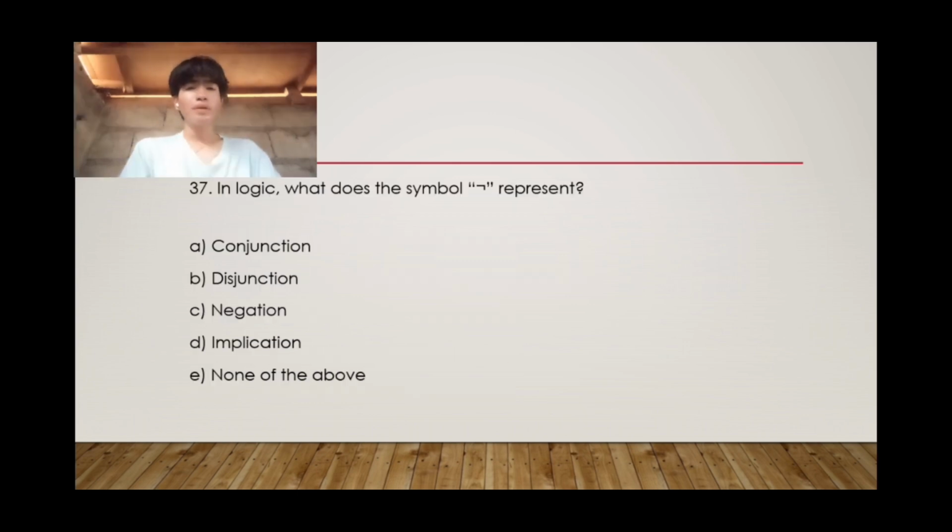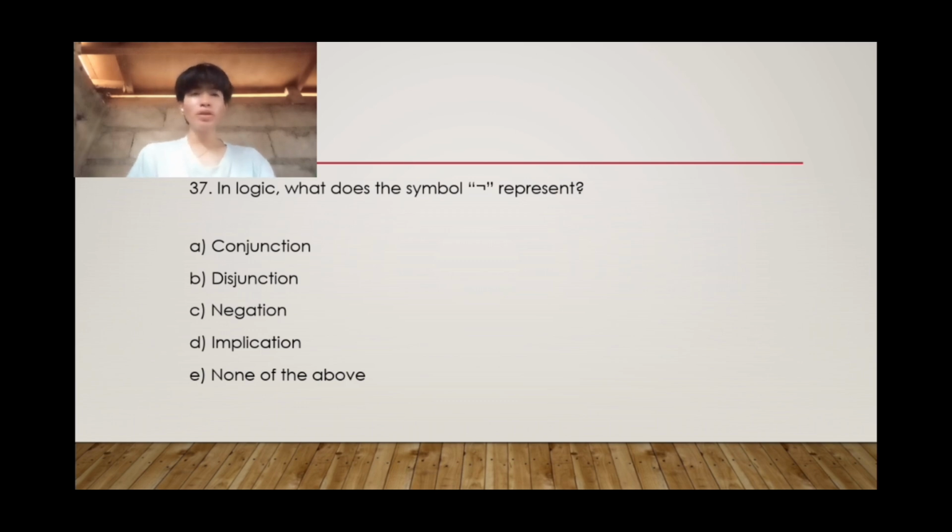Next number. In logic, what does the symbol shown represent? A, conjunction. B, disjunction. C, negation. D, implication. Or letter E, none of the above. So our answer for this number is letter C, negation. It represents the symbol shown above, and it represents not.